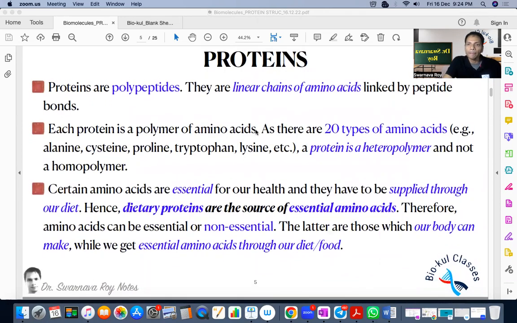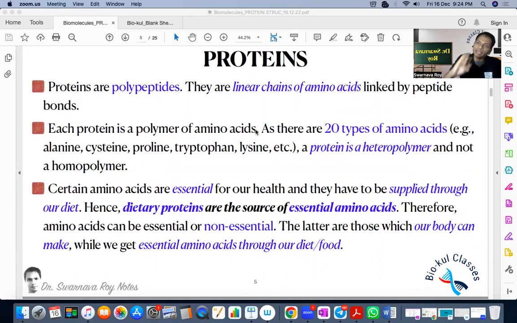Now, a very important thing is that proteins are made up of amino acids. Two amino acids join together to form a peptide bond, and like that, many amino acids join and form a long chain polypeptide, which is basically the protein. As I said, there are 20 different kinds of amino acids, so thousands and thousands of different proteins are formed from different permutations and combinations of these 20 amino acids. That's why a protein is called a heteropolymer.